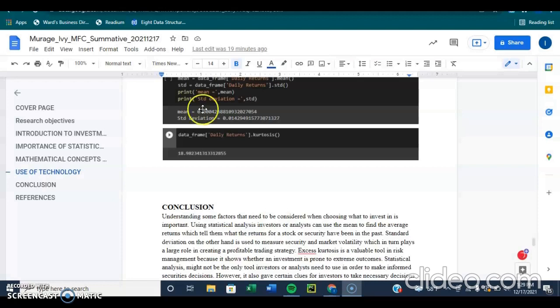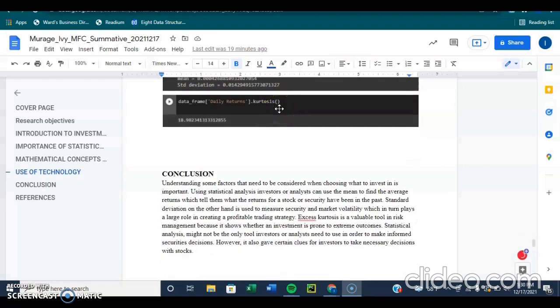But you can see the average returns of the stock are not that bad. It's quite high. If we convert it into a percentage, it's going to be a high number. But we all know that as much as somebody has higher returns, the risk will also be high. So in conclusion, understanding the factors that need to be considered when choosing what to invest in is important.